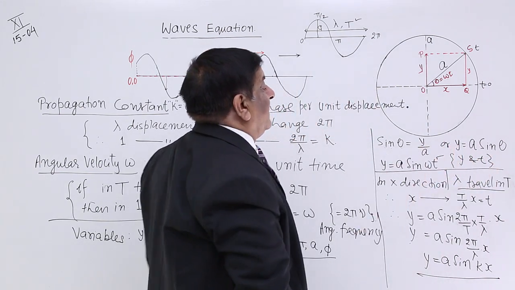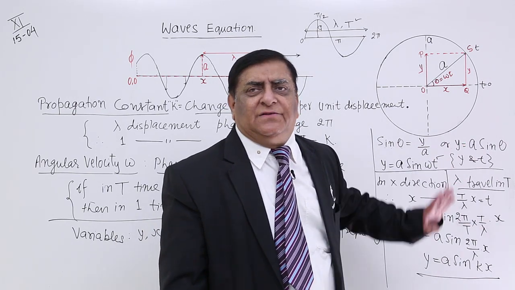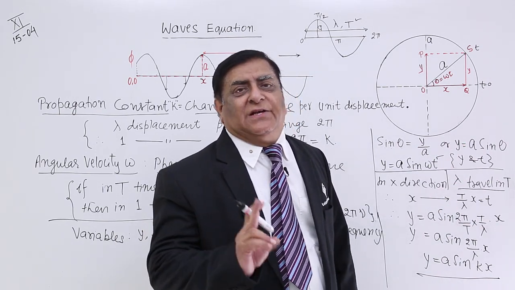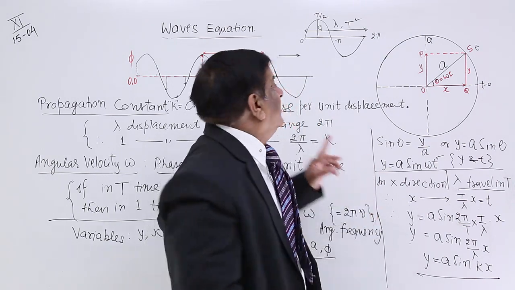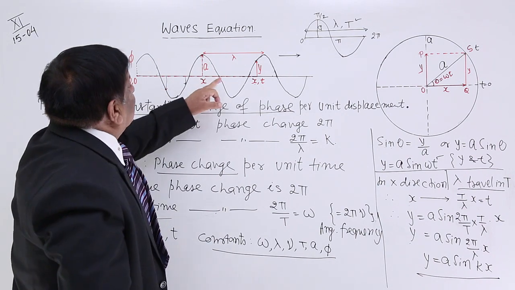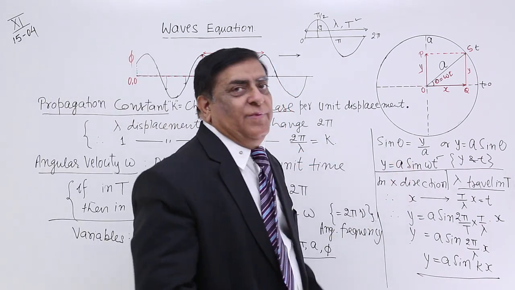Got it? Here, have we considered anything about x? No. Let it change, whatever it is happening. We will consider only y and t. The time is passing, the y is changing. This is the equation, y is equal to a sine omega t.